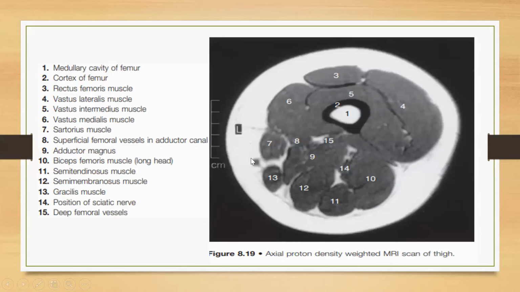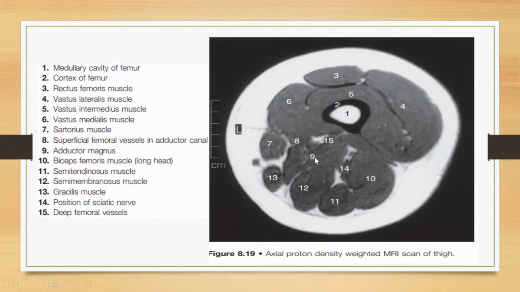This is a cross-section across the mid-thigh showing us the femur, the medullary cavity of the femur, the cortex of the femur. This is the rectus femoris, most anterior one, and the vastus lateralis laterally, the vastus medialis medially, and the vastus intermedius around the femur, and the medial muscle group, which includes this one, the sartorius, because it passes obliquely from the anterior superior iliac spine.